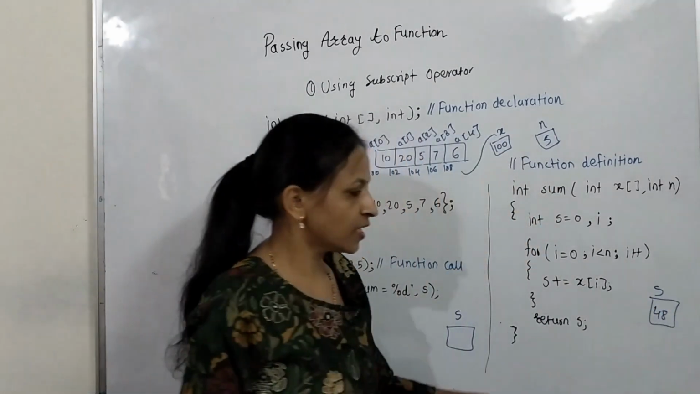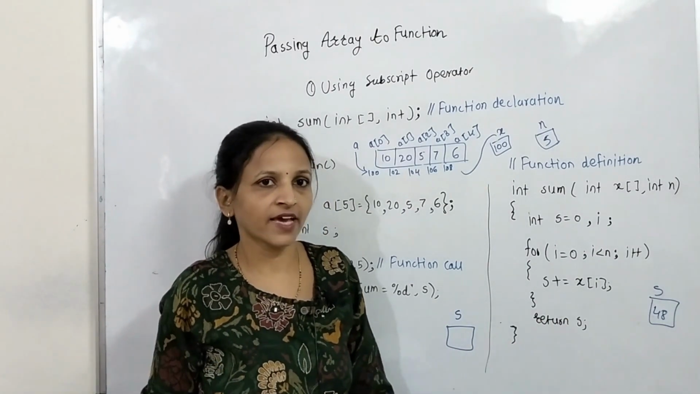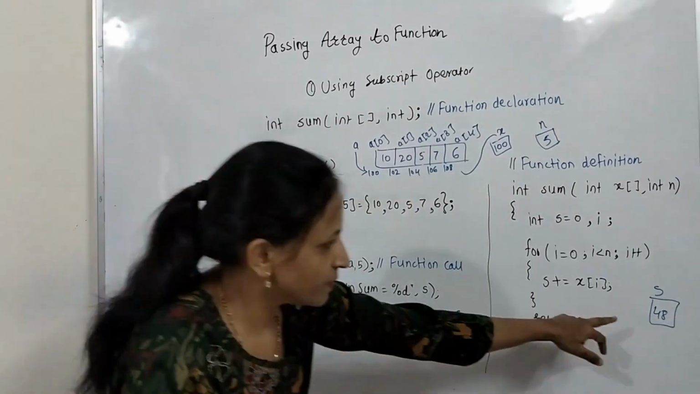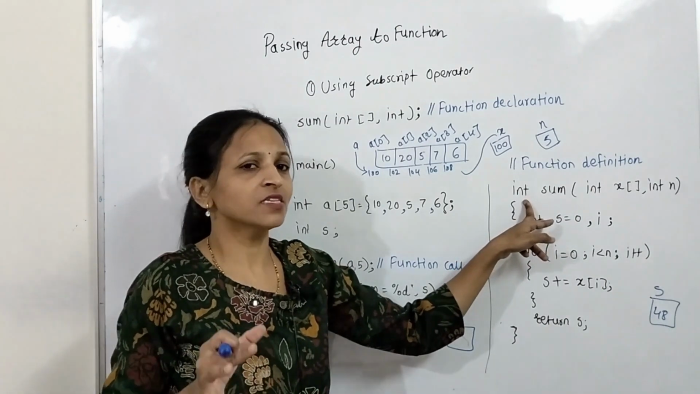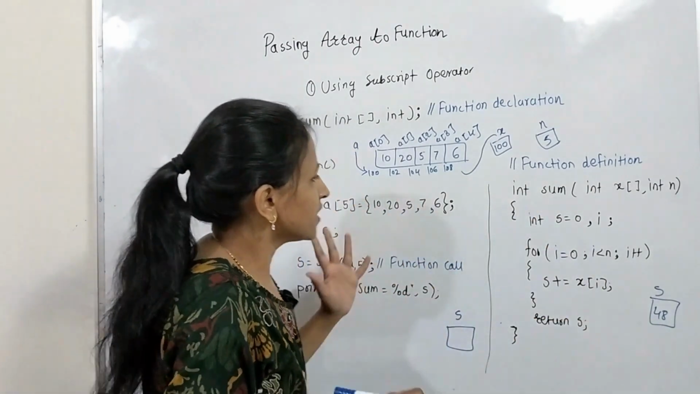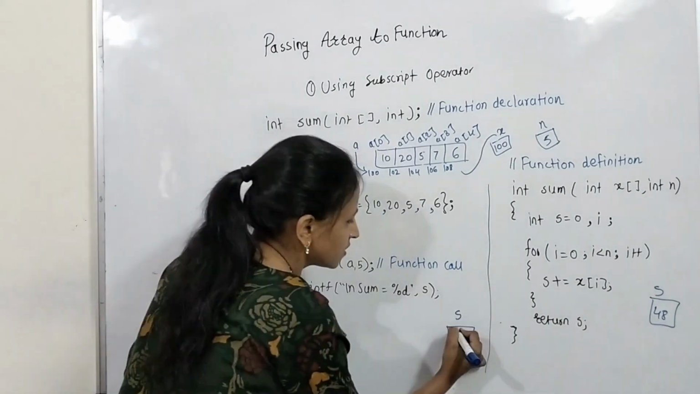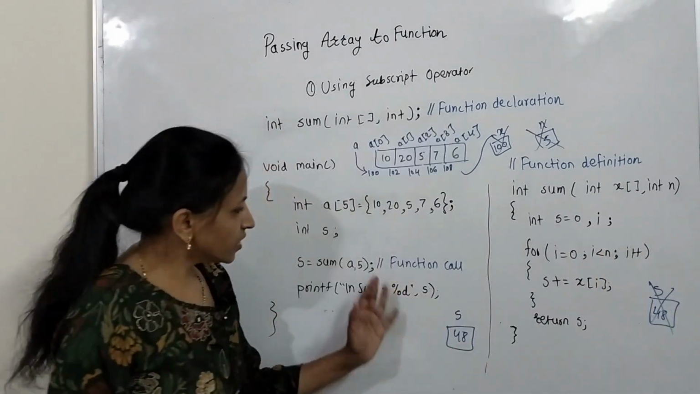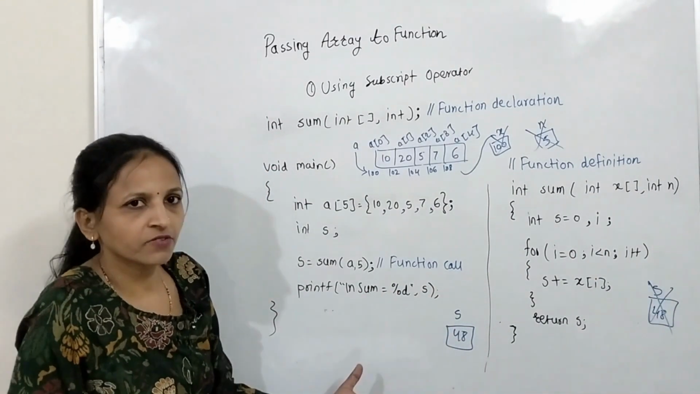And now finally that 48 value, the addition of all those array elements, will be returned from this function. Now its data type is integer. That's why I have mentioned the return type of this sum function as integer. Now it will return that s and get stored inside this s. Now here s will have 48. Now this will get erased totally. Now here s will be there and we are displaying sum is equal to 48. That will be the output.